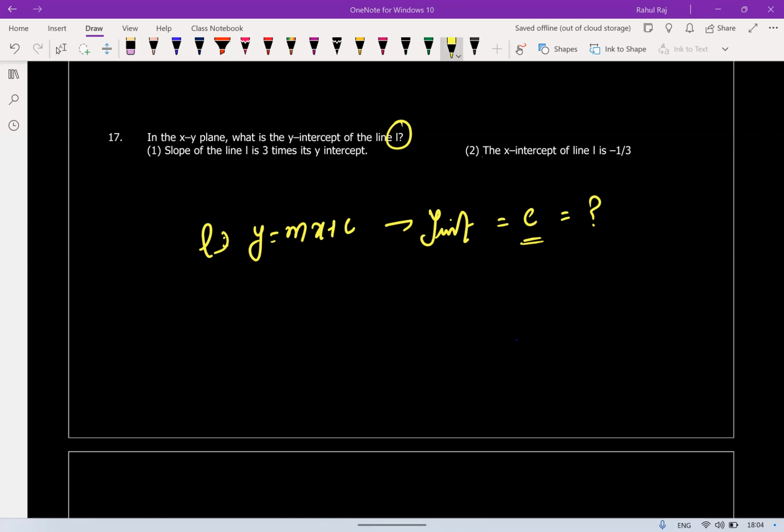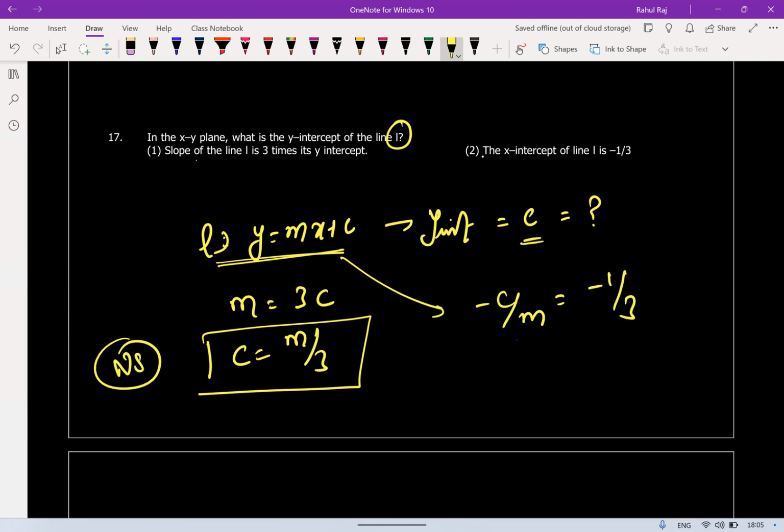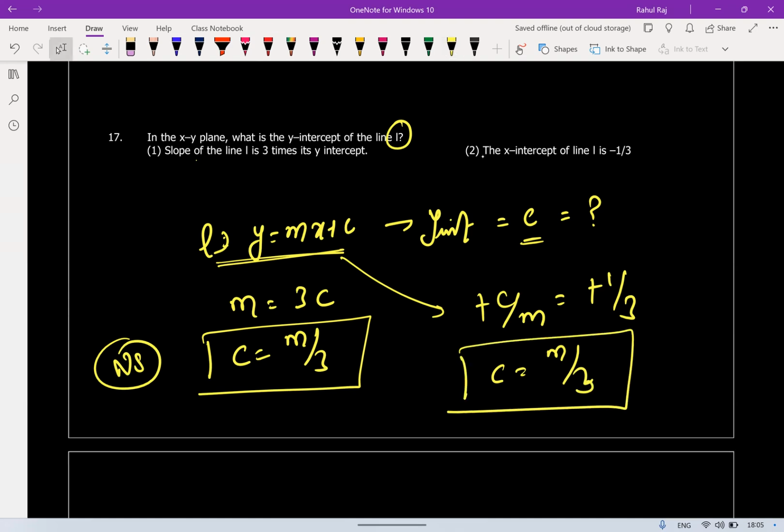So let's say the slope of line L is 3 times the y-intercept. Slope of line L, that is m, is 3 times the y-intercept, that is 3c. So c is equal to what? m by 3. I don't know the value of m. How do I get the value of c? Not sufficient. Statement 2 says what? The x-intercept of the line. What is the x-intercept of the line? Minus c by m. Minus c by m is equal to negative 1 by 3. Negative negative cancel, c is equal to m by 3. I don't know the value of m. I can't get the value of c for sure, not sufficient.